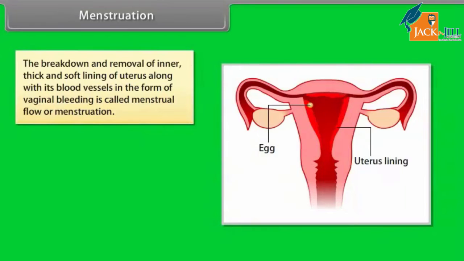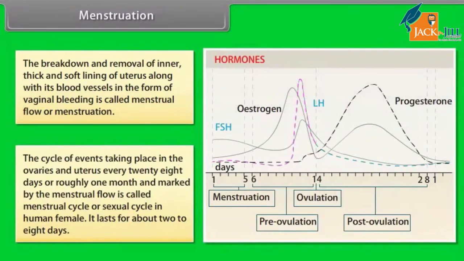Menstruation. The breakdown and removal of inner, thick, and soft lining of a uterus along with its blood vessels in the form of vaginal bleeding is called menstrual flow or menstruation. The cycle of events taking place in the ovaries and uterus every 28 days, or roughly 1 month, and marked by the menstrual flow is called menstrual cycle or sexual cycle in human female. It lasts for about 2 to 8 days.